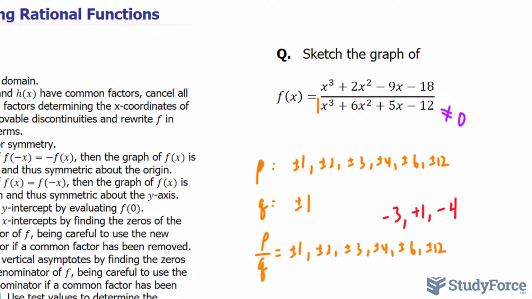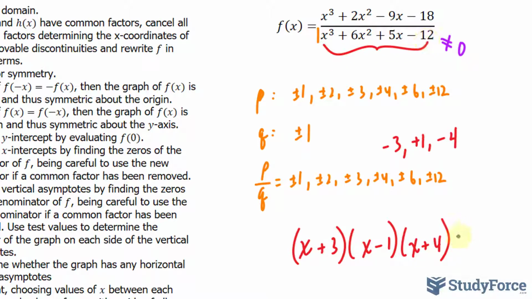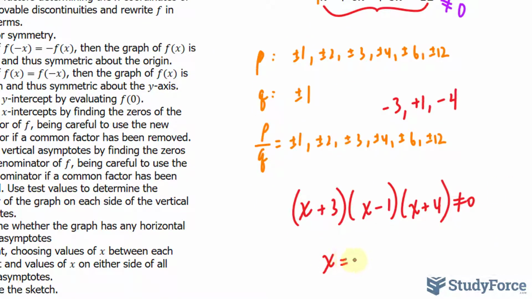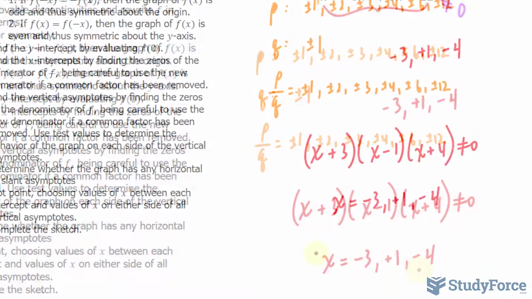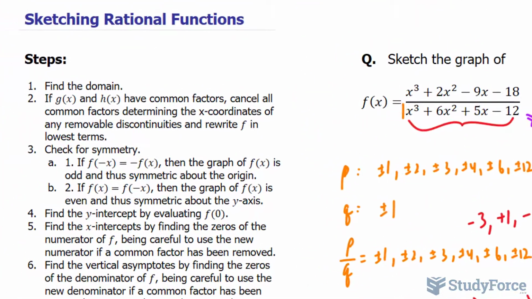So we can rewrite the denominator as x plus 3, x minus 1, and x plus 4, rather than what you see right here. And setting this to not equal 0, we will find out that x cannot be -3, +1, or -4. Therefore, our domain consists of all x values such that x cannot be -3, +1, and -4. Okay, moving on to step number 2.